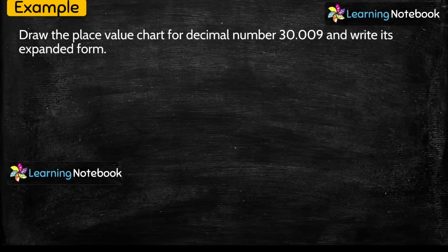Let's do one more question. Draw the place value chart for decimal number 30.009 and write its expanded form.